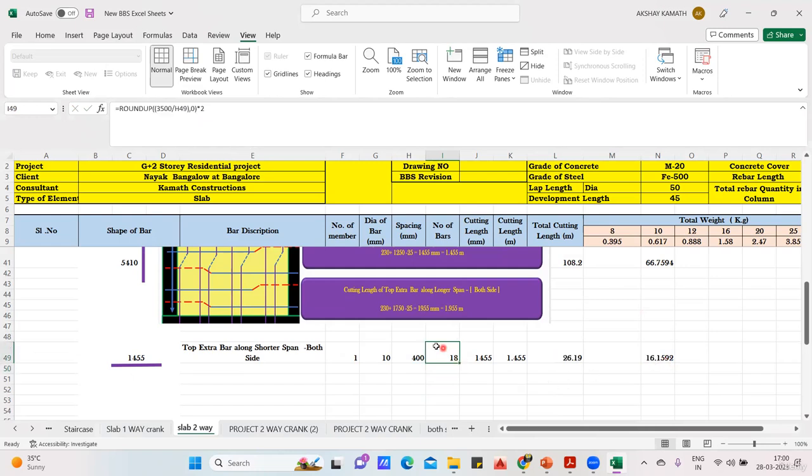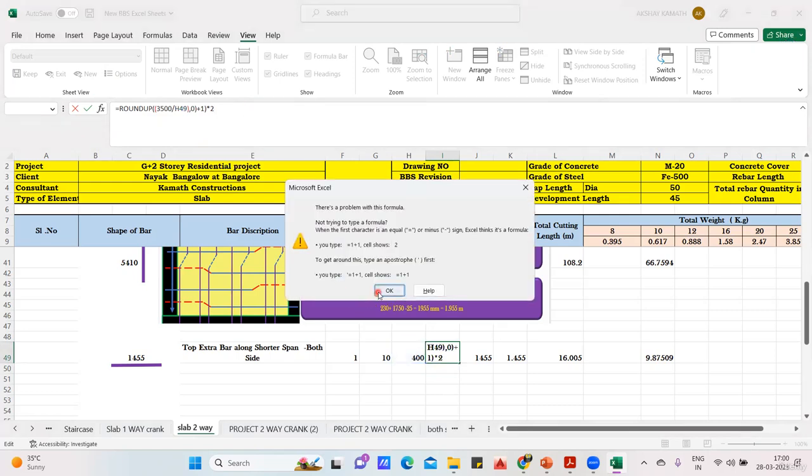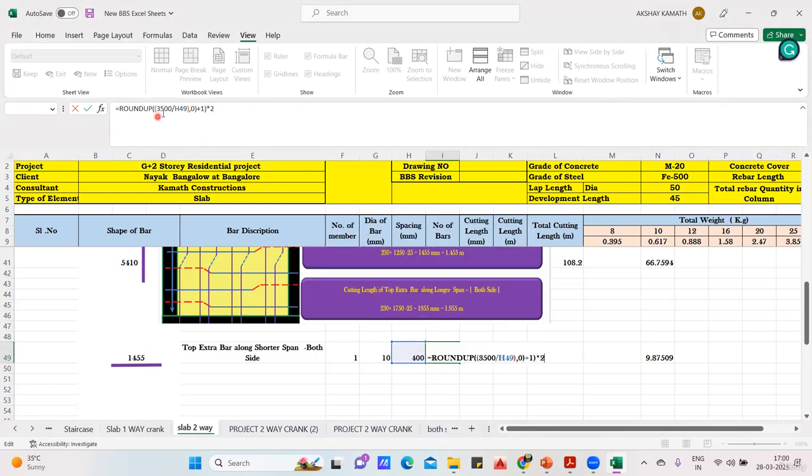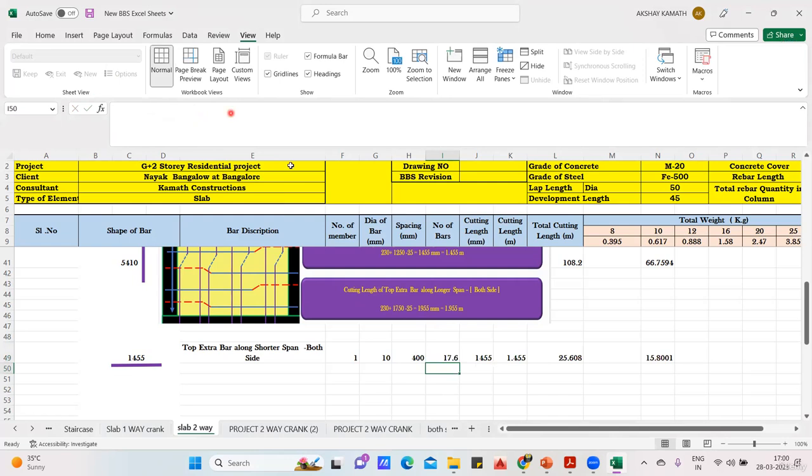Okay, wait. This won't take that. I'll close the bracket here. I'll open one bracket here. Okay, wait. Okay, now it is fine. No, it's not a round up. Okay, wait. So two open brackets, two close brackets are there, no? Yeah. See now? Okay, it is coming 17.6.